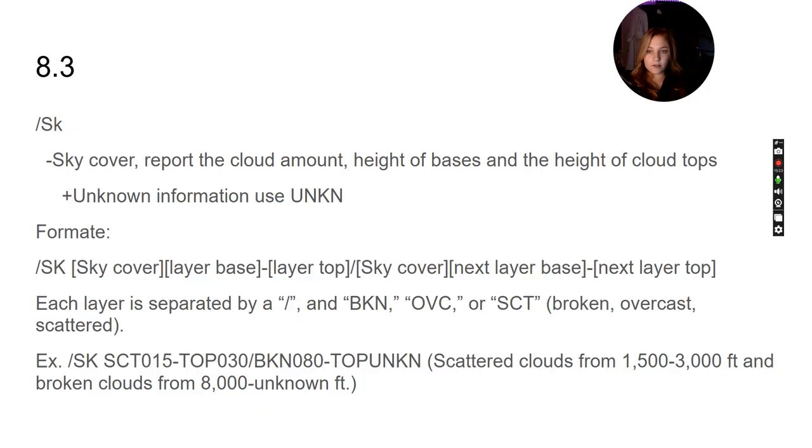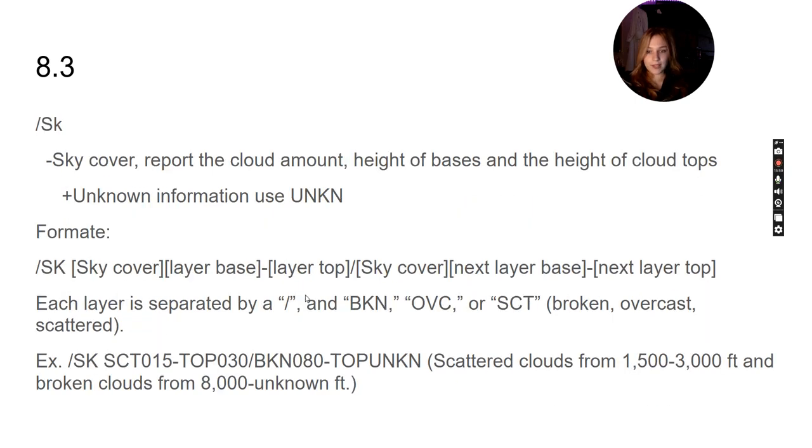So slash SK is sky. Sky cover reports cloud amount, height of bases, and height of cloud tops. For unknown information, use UNKN. It's pretty similar to how it was reported in the METARs. The format is slash SK, then sky cover, then the layer base, then dash layer top, and then you put in a slash if there happens to be another cloud layer, and then the next sky cover, next layer base, and next layer top. Each layer is separated by a slash.